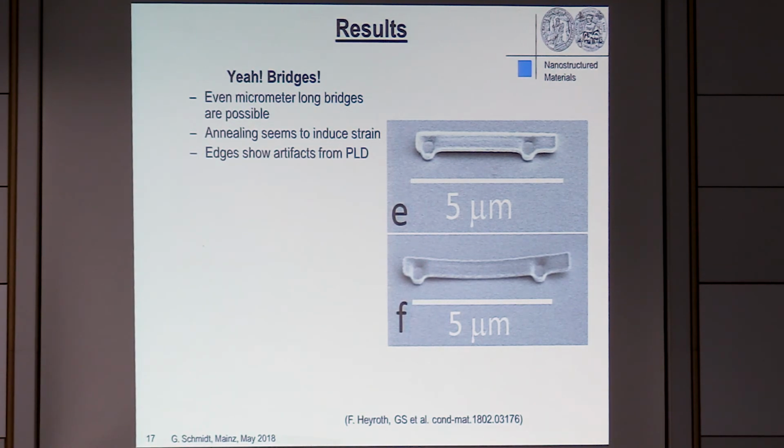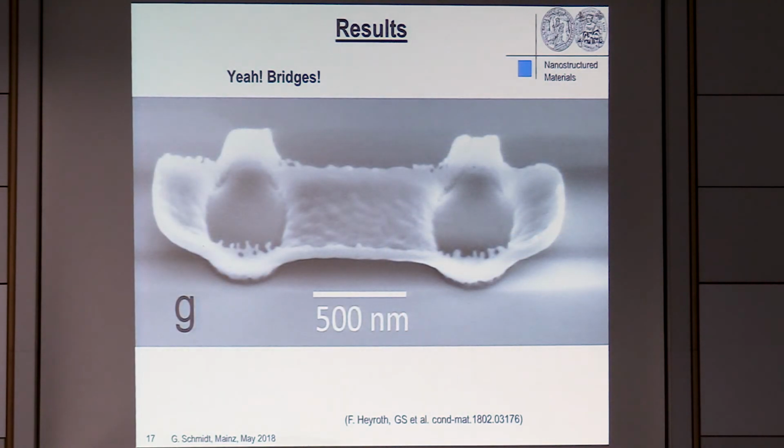from the PLD. There we see the difference to evaporation. For evaporation, you can get very straight edges. With the PLD, you get more distribution of the material to the sides. But you can also see you can make very small ones. So this one has just a length of 500 nanometer. So in principle, you can say theoretically the mechanical resonance frequency of this resonator is 4 gigahertz.